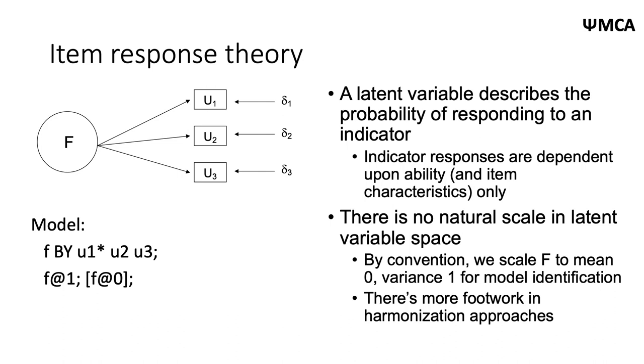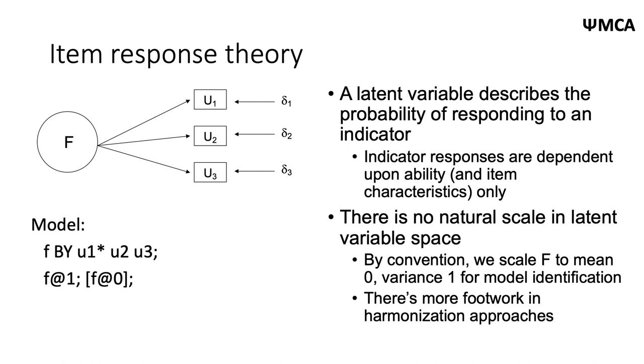So in item response theory, we've got a latent variable F in a circle here and observed indicators, which I've called U1, U2, and U3. The observed indicators are the cognitive test indicators that we observe that are derived from the response data that was administered to people in a study. And this latent variable represents the common covariability among these different indicators.